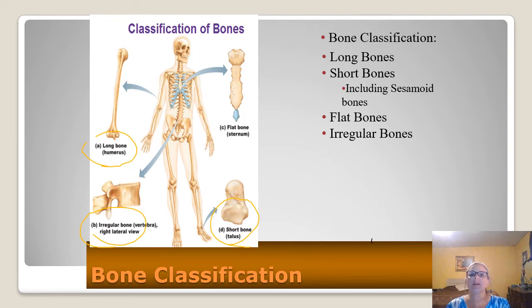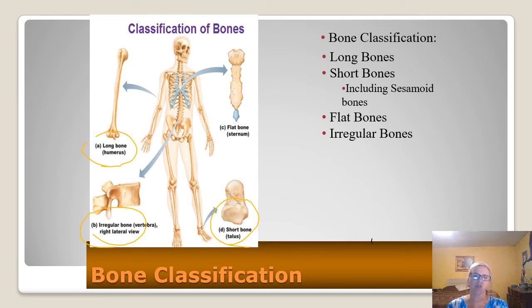Then we have flat bones like the sternum, and they're more plate-like. They can have a broad surface. Some other examples would be ribs, scapula, the skull. Irregular bones can have various shapes and sizes or be connected to other bones.